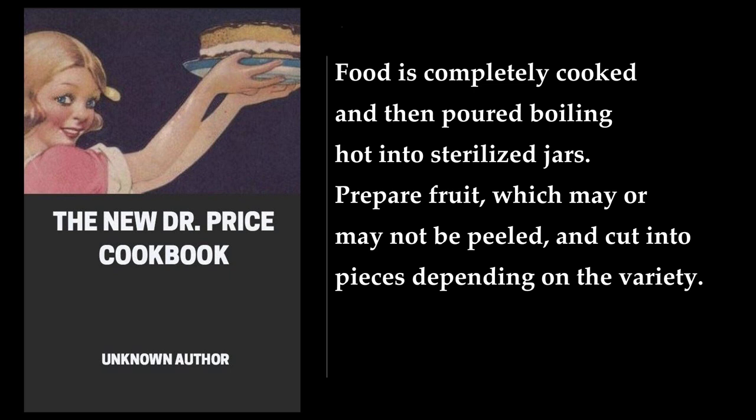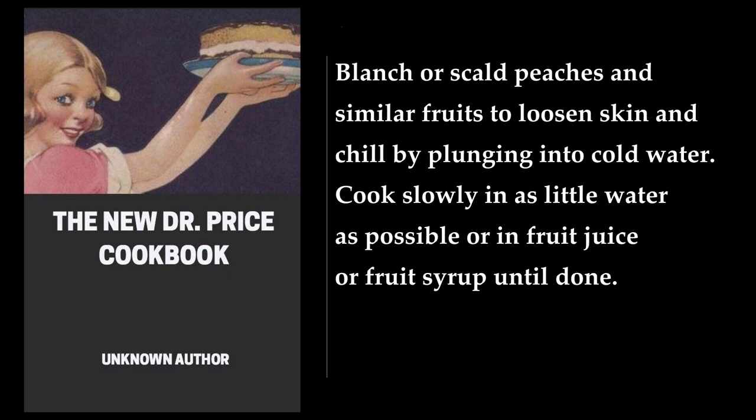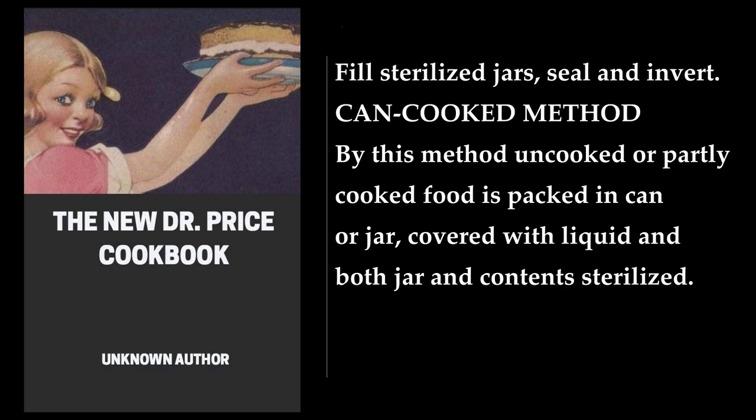Prepare fruit, which may or may not be peeled, and cut into pieces depending on the variety. Blanch or scald peaches and similar fruits to loosen skin and chill by plunging into cold water. Cook slowly in as little water as possible or in fruit juice or fruit syrup until done. Fill sterilized jars, seal and invert. Can cooked method. By this method, uncooked or partly cooked food is packed in can or jar, covered with liquid and both jar and contents sterilized.